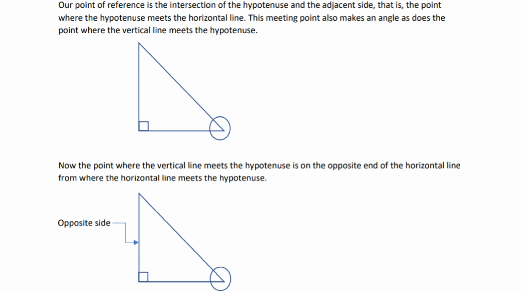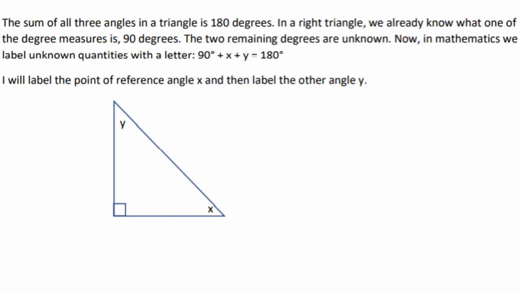Now the point where the vertical line meets the hypotenuse is on the opposite end of the horizontal line from where the horizontal line meets the hypotenuse. The sum of all three angles in a triangle is 180 degrees. In a right triangle, we already know what one of the degree measures is, 90 degrees. The two remaining degrees are unknown. Now, in mathematics, we label unknown quantities with a letter. 90 degrees plus x plus y equals 180 degrees. I will label the point of reference angle x and then label the other angle y.